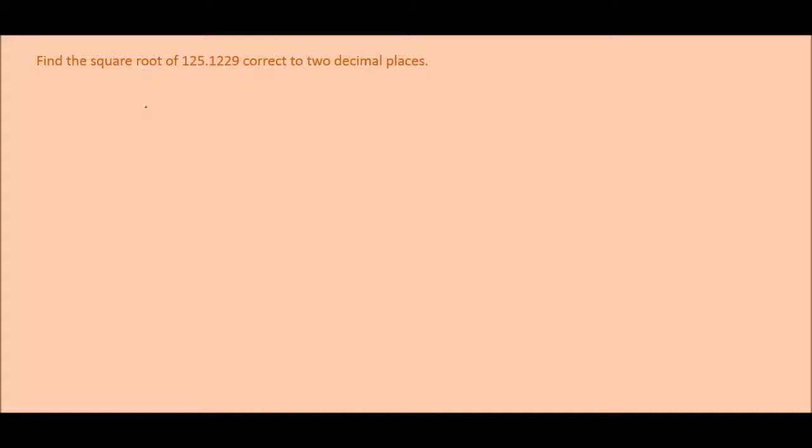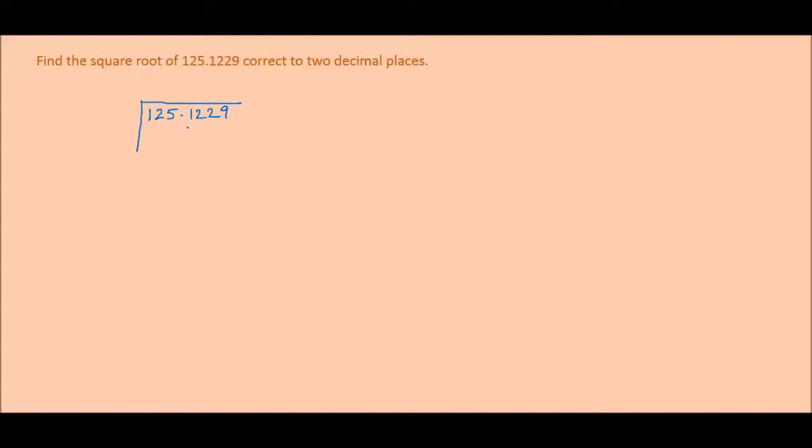Now we are not having the rules in front of us because I think that we have learned by now how to find the square root of any number by the long division method. So let us try to recall the rules and let us try to find the square root of 125.1229. First of all, we will be writing the number, 125.1229, and we will be putting this sign.